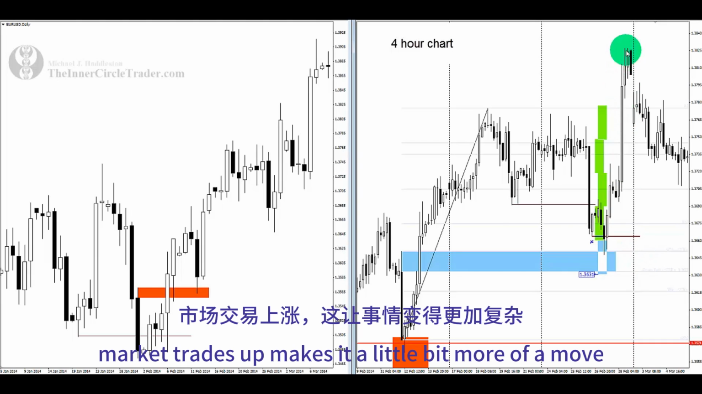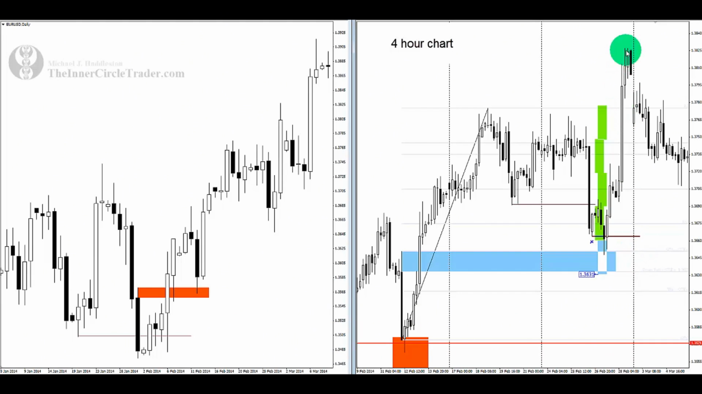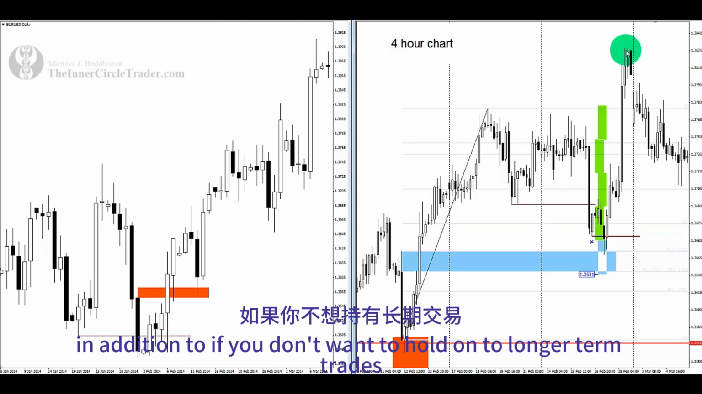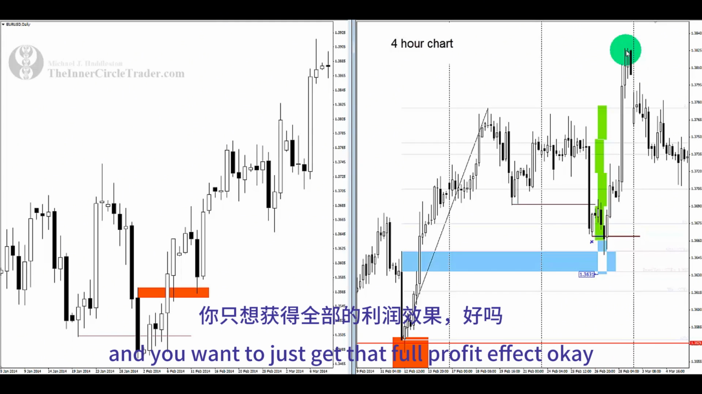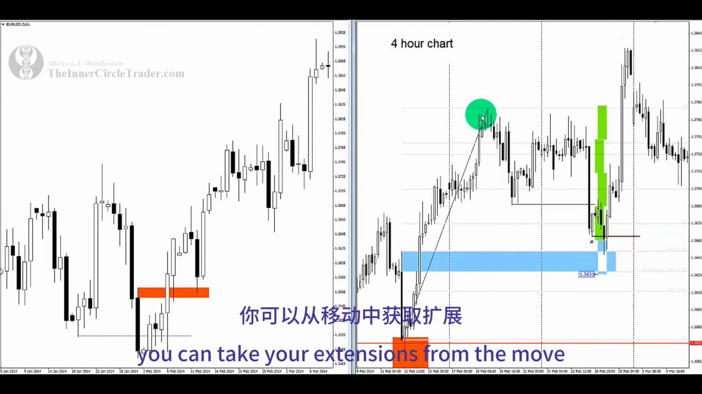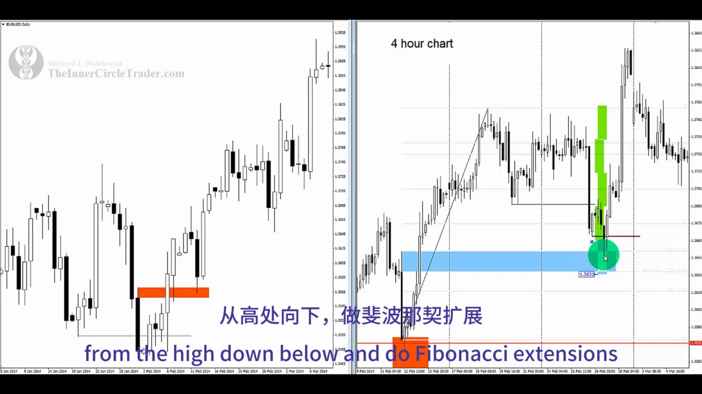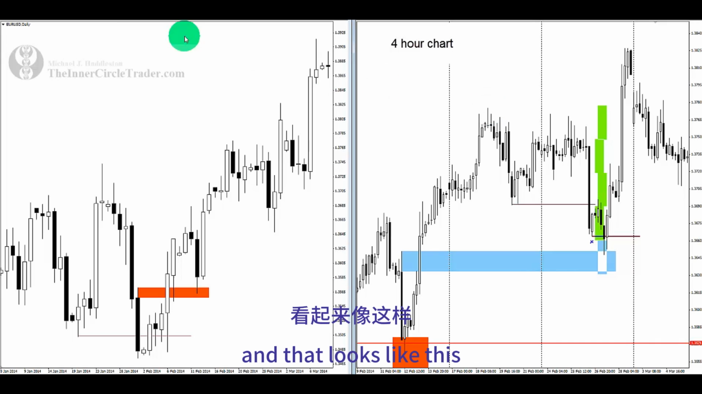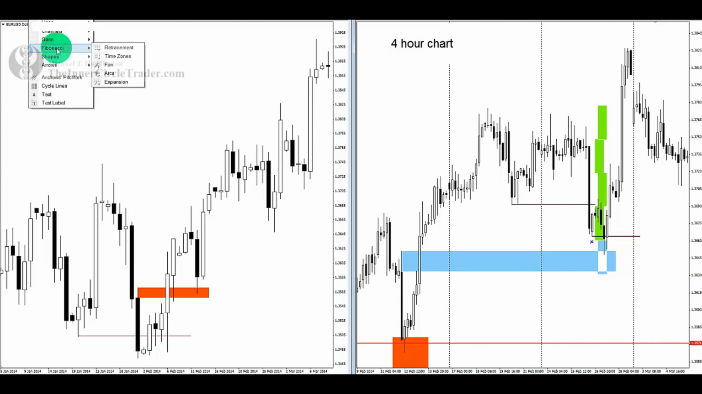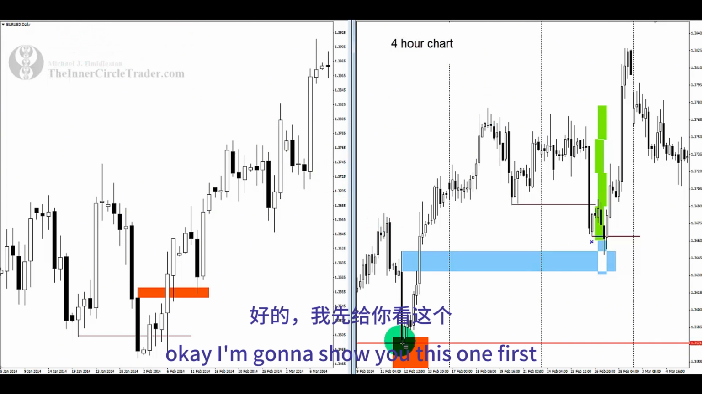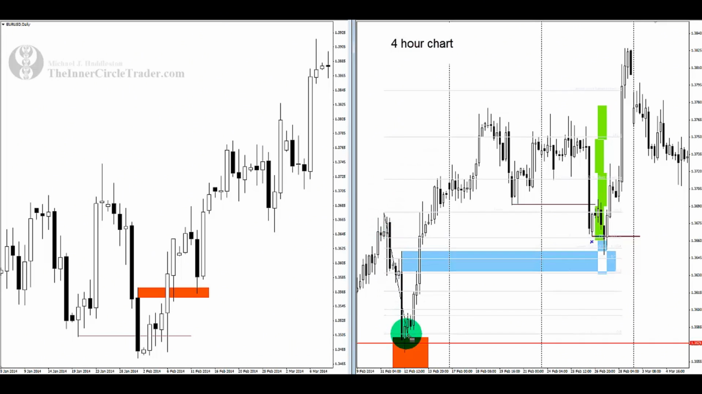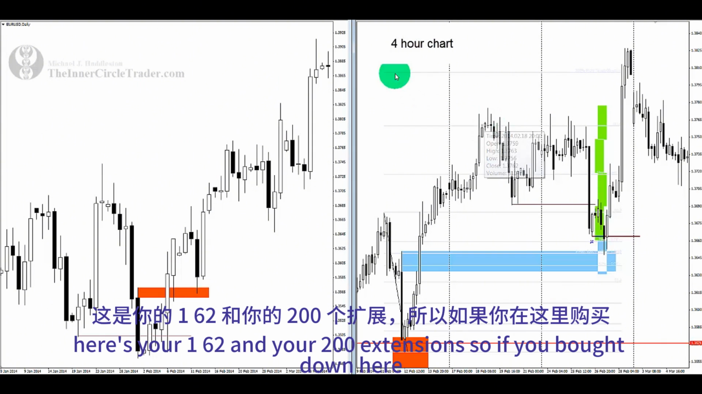Market trades up, makes it a little bit more of a move. Now, in addition, if you don't want to hold on to longer term trades and you want to just get that full profit effect, you can take your extensions from the move from the high down to the low and do Fibonacci extensions. And that looks like this. I'm going to show you this one first. Here's your 162 and your 200 extension.